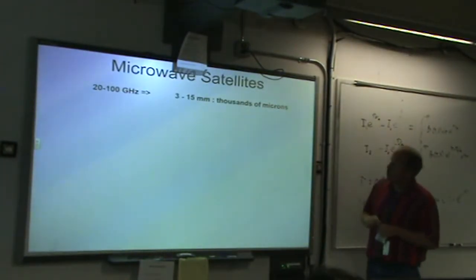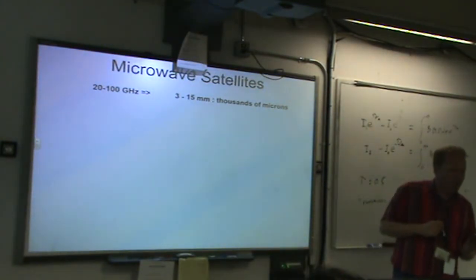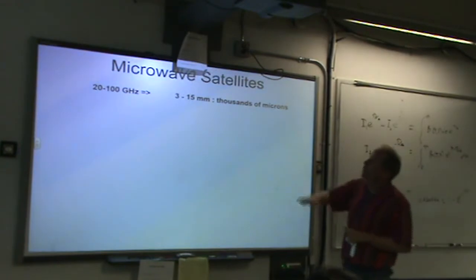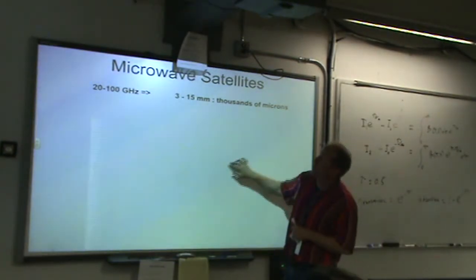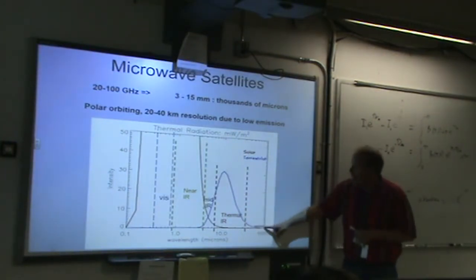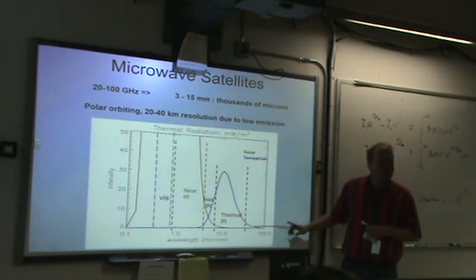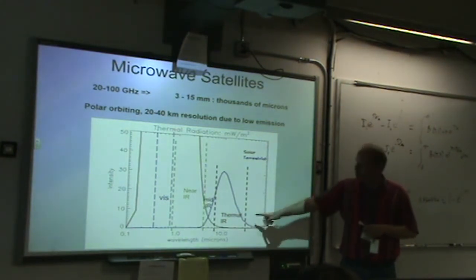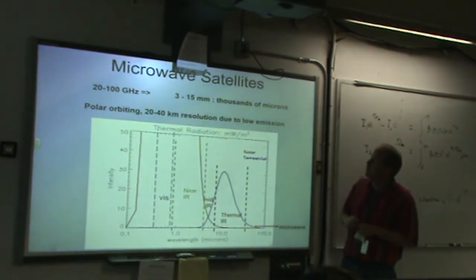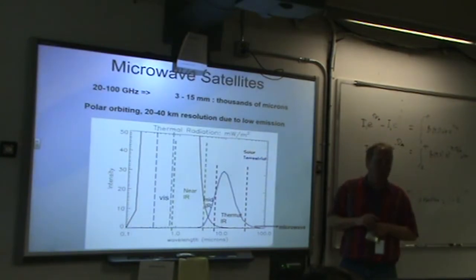Microwaves. Microwaves are 20 to 100 gigahertz. People who do this are typically electrical engineers, they prefer frequencies to wavelengths, so we're going to be converting it into wavelengths here. And the microwave spectrum is way out here. So we're talking about thermal infrared, but very low intensity, so it's going to be very low resolution. Microwave pixels are typically like 20 to 40 kilometers.